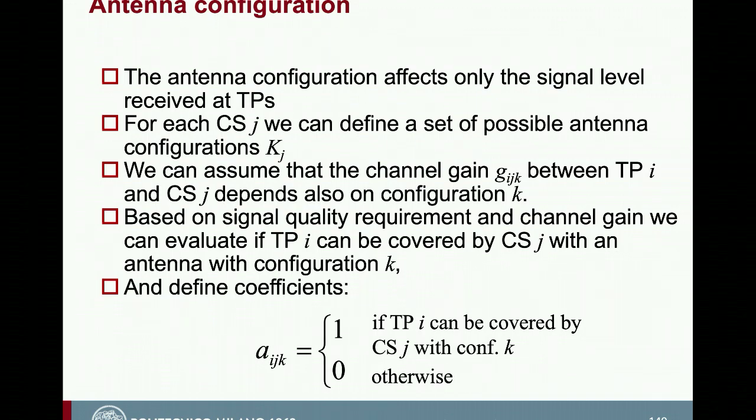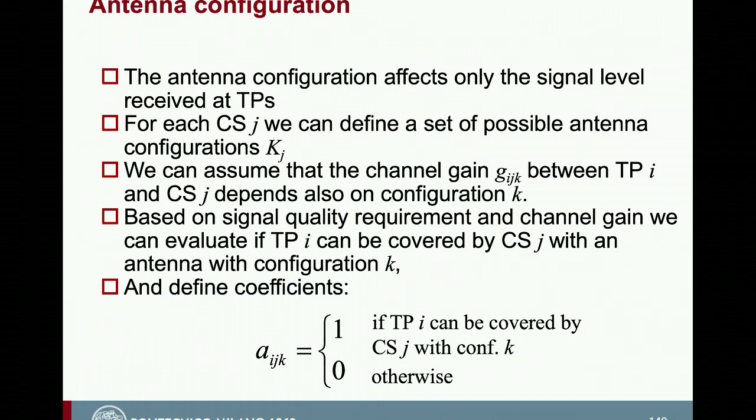So of course the antenna configuration affects the signal level received at these points. So we have a candidate site j, and then we can define a set of possible antenna configurations that we call Kj. We can assume that the antenna gain is Gijk, and it is between the test point i, the candidate site j, and the configuration k of this candidate site. Based on signal quality requirements and channel gains, we can evaluate if this point i can be covered by candidate site j with an antenna with configuration k.